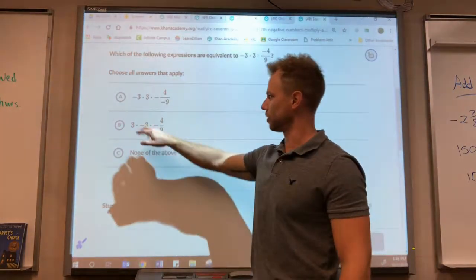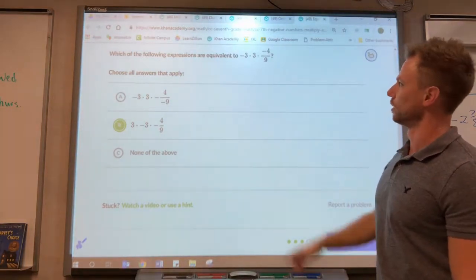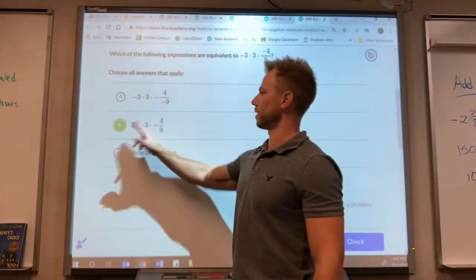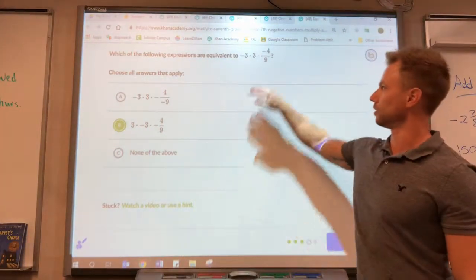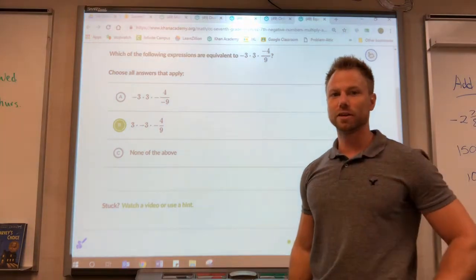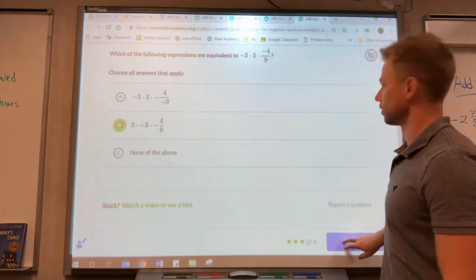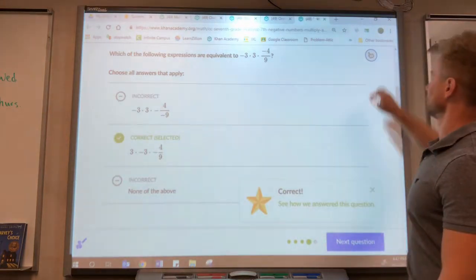It's all multiplication, same numbers, so B is going to be equivalent. Even though they switch some numbers around, when you multiply, you're still going to get the same answer. Multiplication is what we call commutative. You can multiply in different order, and you're still going to get the same answer. That works for that one.